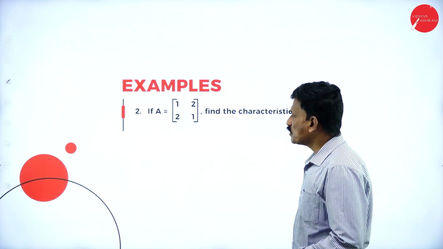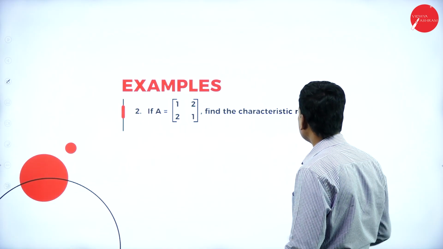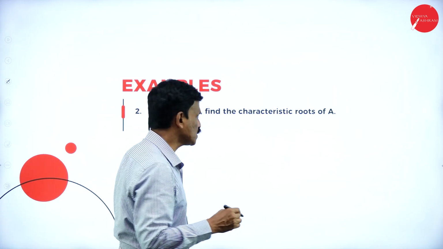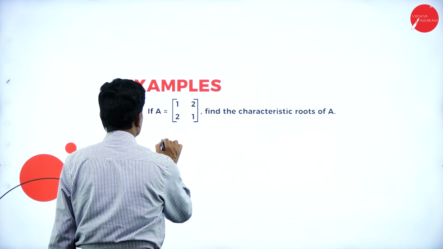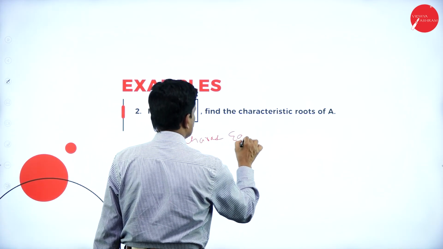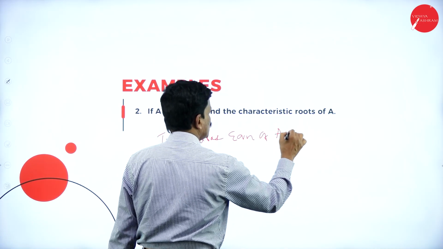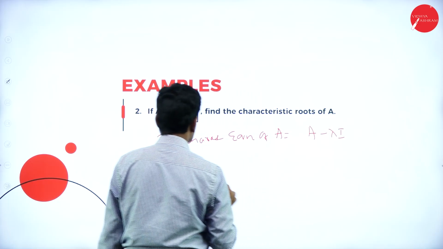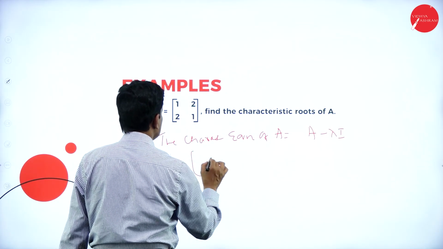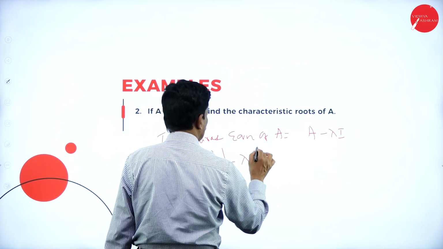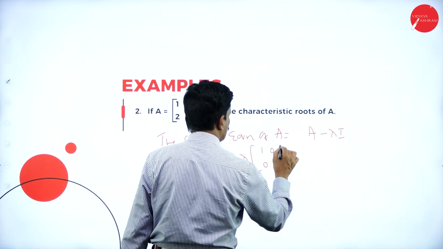Example number 2: if A is equal to [1, 2; 2, 1], find the characteristic roots of A. Now, just write down the characteristic equation of this. The characteristic equation of A is A minus lambda I. So, what is A? A is [1, 2; 2, 1] minus lambda into [1, 0; 0, 1].